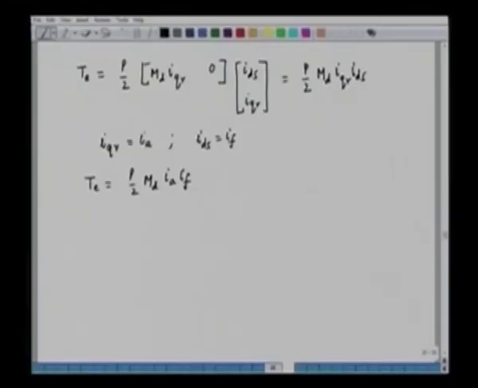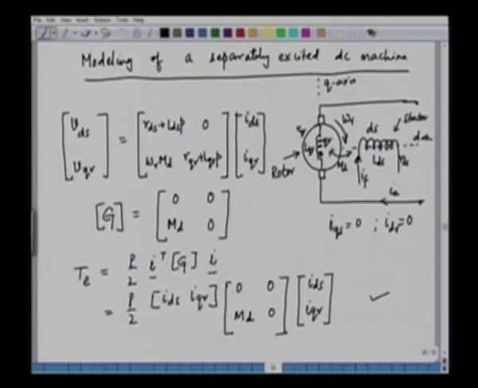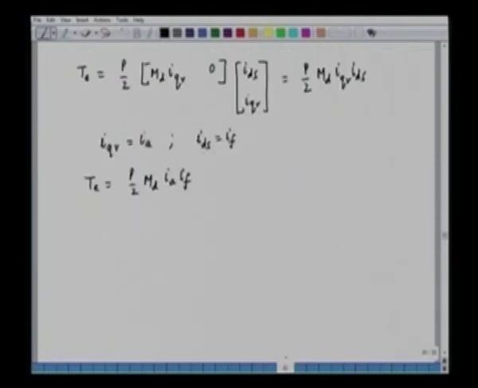So we have the voltage equation. In this case, this is the voltage equation and we have the torque equation, and we can find out the speed from the torque.